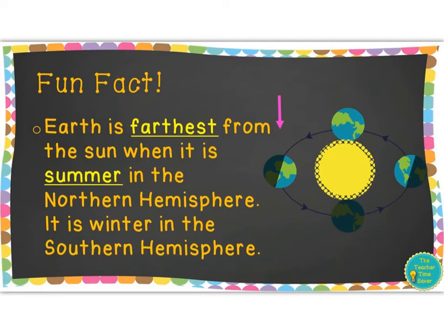So this is our fun fact, and this is just because this is a pretty big misconception for many, that Earth is the farthest from the sun when it is summertime for the Northern Hemisphere. So when we're experiencing summer and it's really hot, we're actually, in terms of orbit, the furthest we can be from the sun. And again, the main reason it's that hot is because we're getting more of a direct hit from the sun's rays, and we're tilted towards the sun at that point.